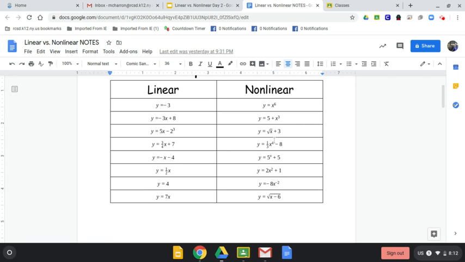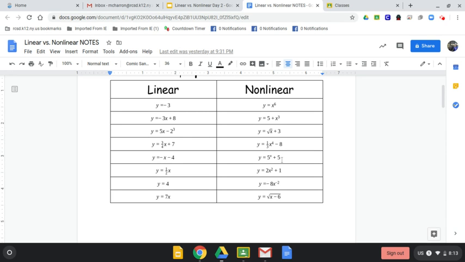Now come to the right-hand column here, and I'm showing you a bunch of nonlinear. Y equals x to the 6th power. Exponent on the x is a 6. Y equals 5 plus x cubed. Exponent on the x is a 3, nonlinear. Y equals the square root of x plus 3. Square root symbol over the variable, nonlinear. Y equals 1/3 x to the 4th power minus 8. Exponent on the variable is a 4, nonlinear.